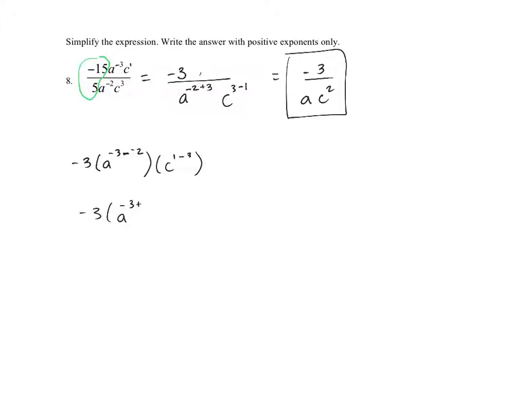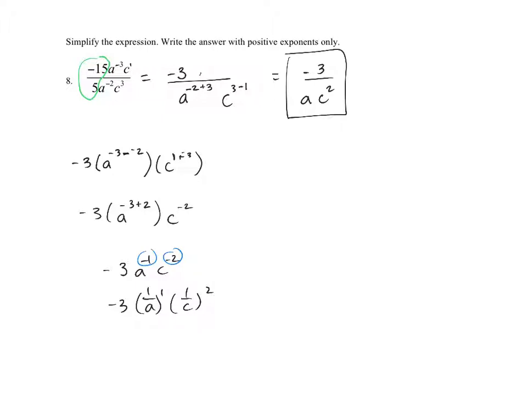So that would give us negative 3 times, this would be minus a negative, this negative means add the opposite. The opposite of negative 2 is positive 2. And then c, this would be 1 minus 3, that's like plus a negative 3, so it would be negative 2. We get negative 3 times a to the negative 1, c to the negative 2. These negative exponents mean that we're going to write the reciprocal to the positive power.